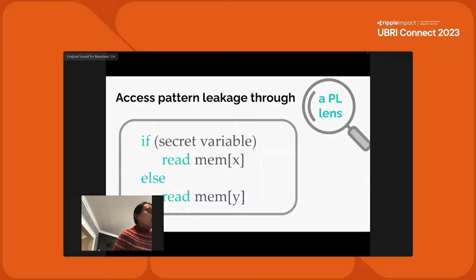Okay, and more generally, from a programming language person's perspective, if you have a program that branches on some secret variable, right? So the secret variable can be the last bit of your secret key. And then depending on the value of the secret variable, you can either read memory location X or Y. So for any program that has this secret branching behavior, if the memory access patterns in the two branches are different, just by observing the memory access patterns, you can infer the value of the secret variable.